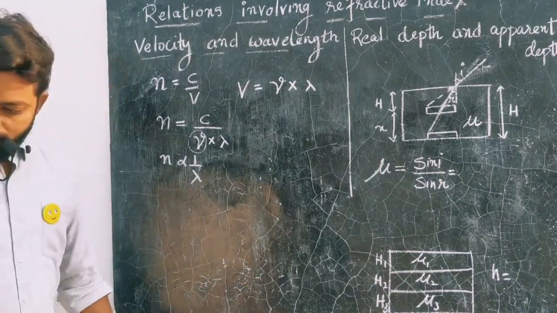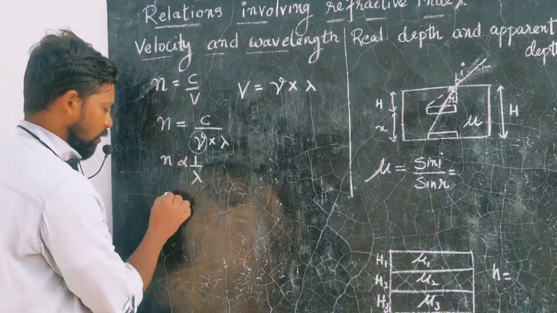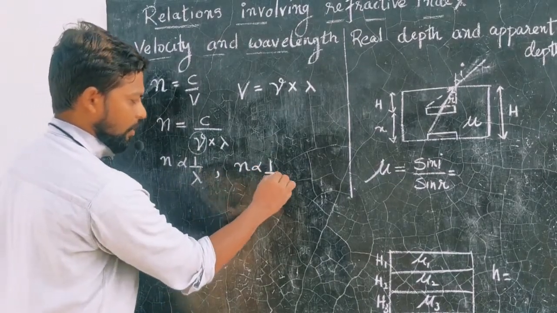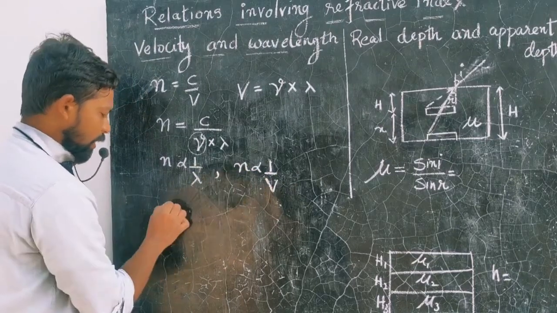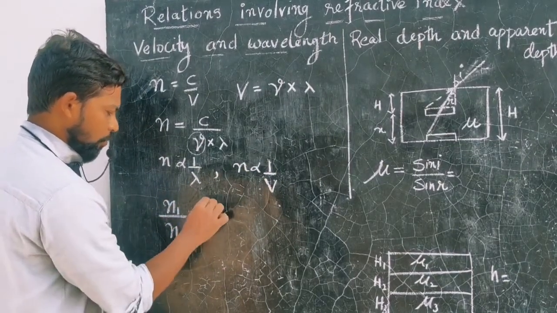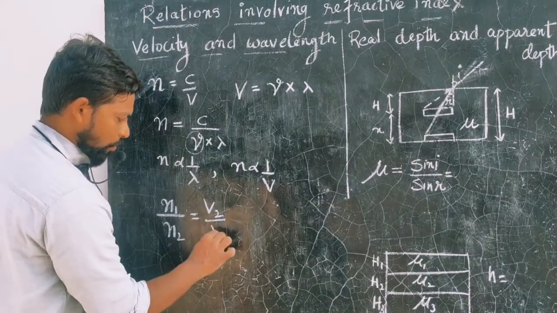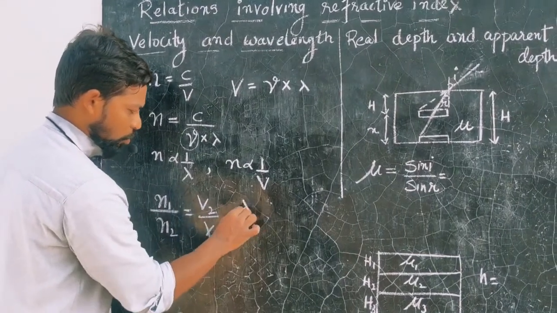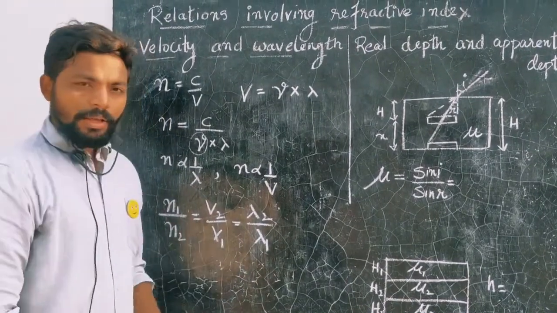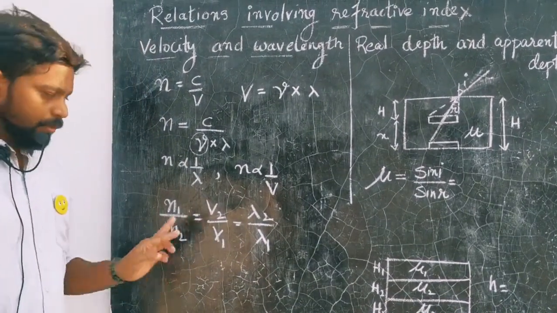I can extend this relation this way. We know this is one relation, and we have this relation also. So we can write n1 by n2 is equal to v2 by v1 is equal to lambda 2 by lambda 1. These are the relations which we can extend for two mediums.